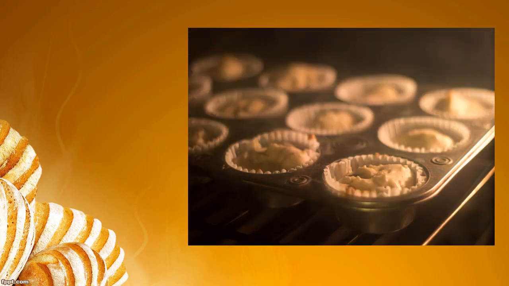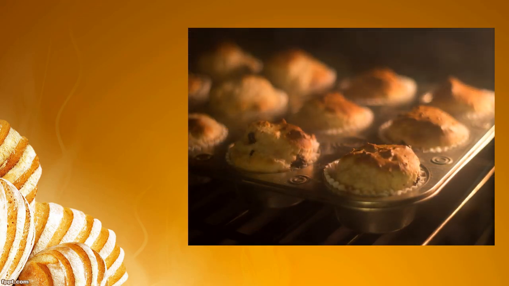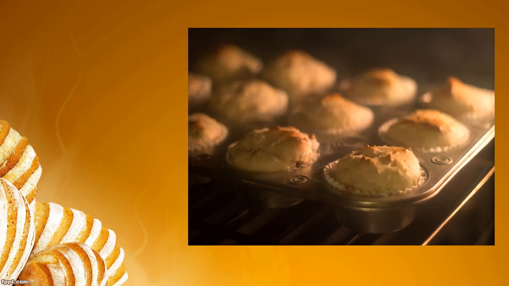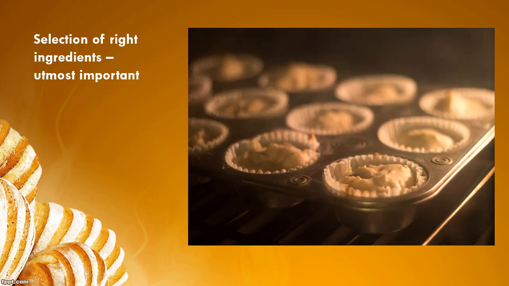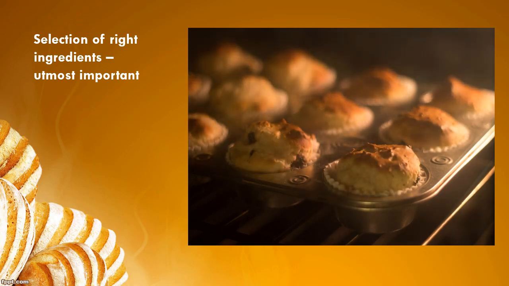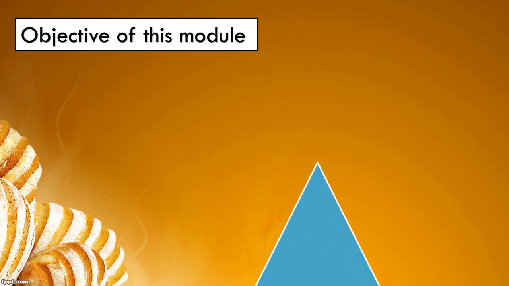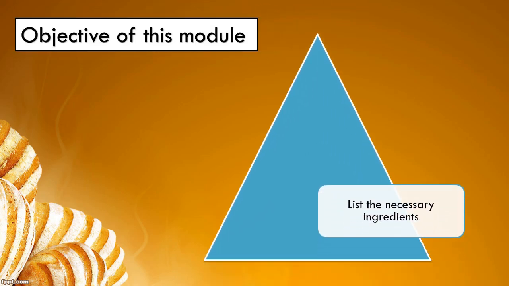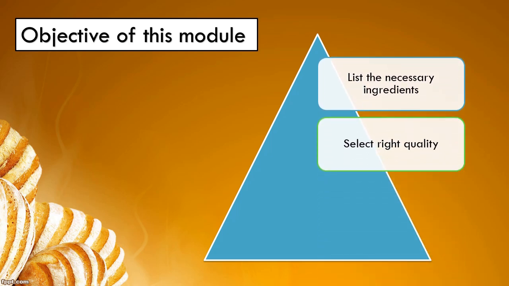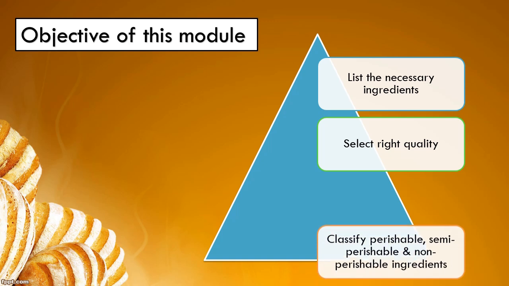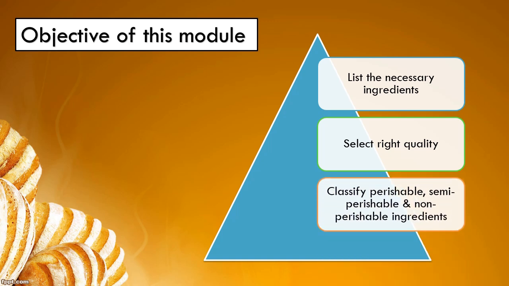Learners, this module is going to be a delightful one since it is all about the ingredients being used for a bakery unit. We must have utmost care while selecting the right ingredients for baking a product. The objective of this module is to list the necessary ingredients for baking, to select the right quality ingredient, to classify ingredients on the basis of their perishability.